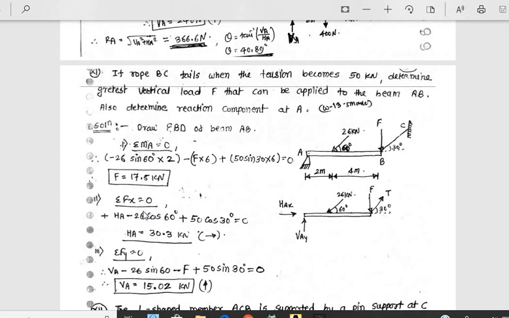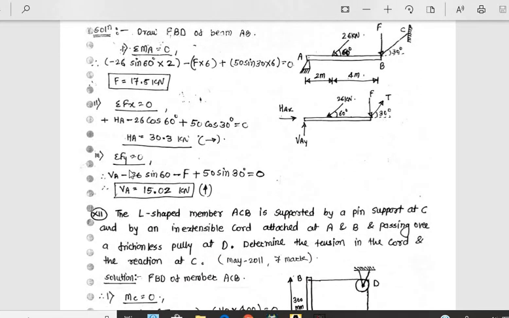Fx is equal to 0. HA minus 26 cos 60 plus 50 cos 30 is equal to 0. Therefore HA is equal to 30.3 kilonewton. Now Fy is equal to 0. VA minus 26 sin 60 minus F plus 50 sin 30 is equal to 0. Therefore VA is equal to 15.02 kilonewton.